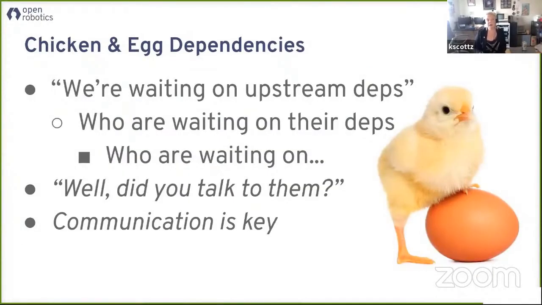Another problem I hear a lot about is what I call the chicken and egg dependency problem. So your organization may have an upstream dependency and you're waiting on them to transition and they're waiting on one of their upstream dependencies to transition, and it just keeps cascading. And invariably when I ask, if you're trying to do a transition, did you communicate with that upstream repository or that upstream developer? They say, no, we didn't talk to them. We just assumed they're going to do it. And I think it's really, really important to communicate what your plan is and when you plan to move over.